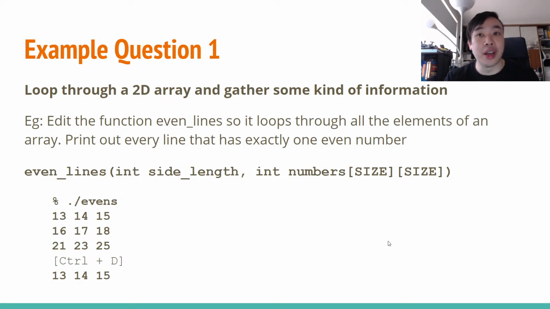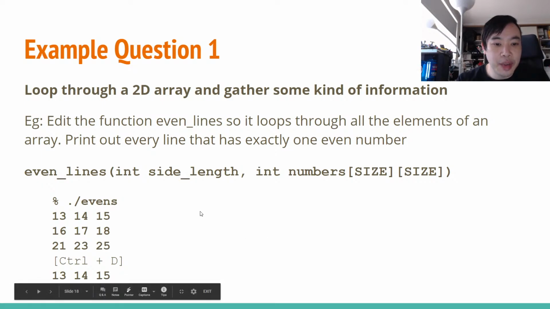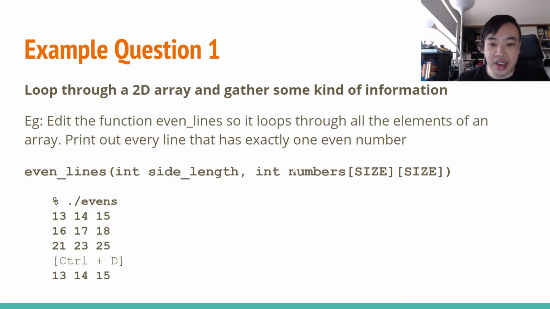Yeah. So we've got an example here of a question 1. I might give you, for example, a main function and an empty function called even lines. This empty function has an integer for the side length and a 2D integer array of a particular size. We're assuming, because it's in all caps here, that it's a hash define, and we've said: edit this function even lines so it loops through all the elements of an array and prints out every line that has exactly one even number.